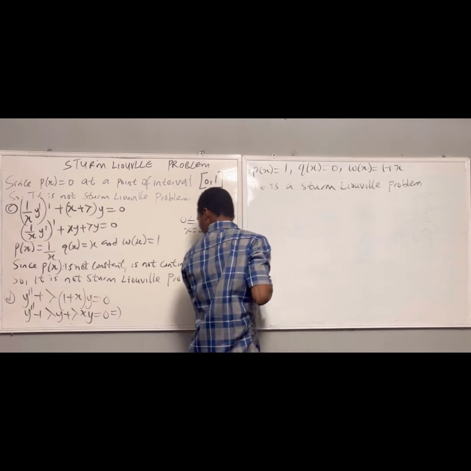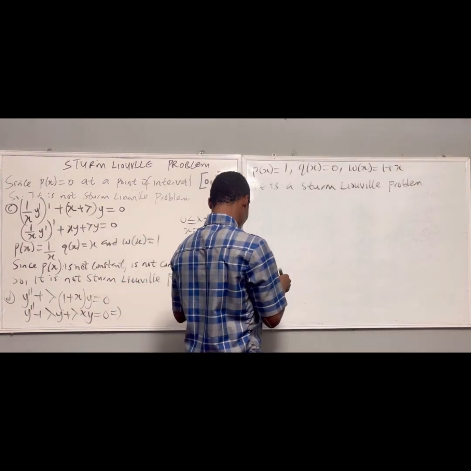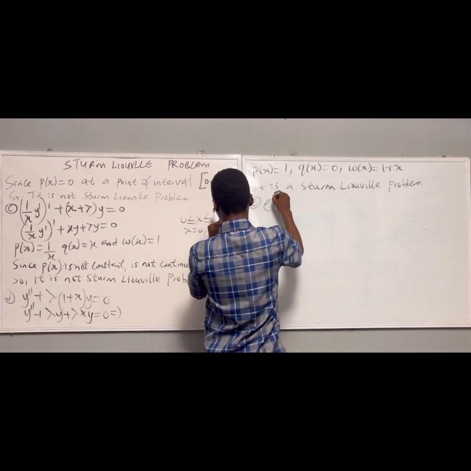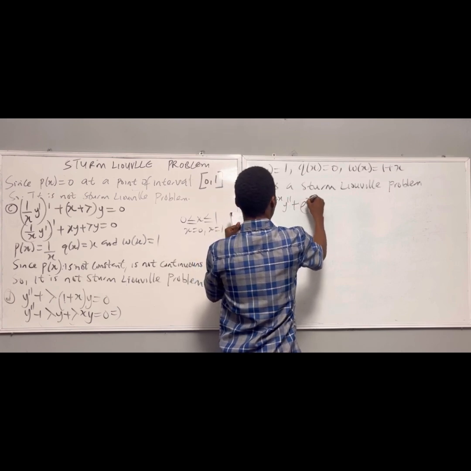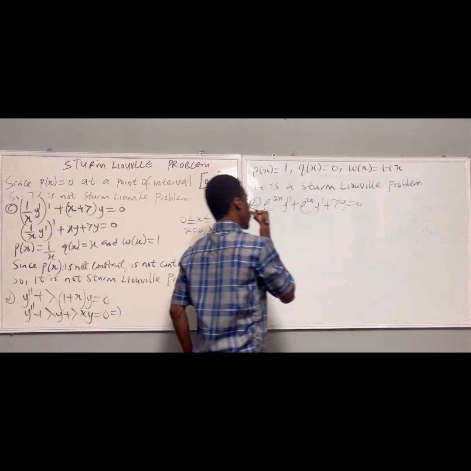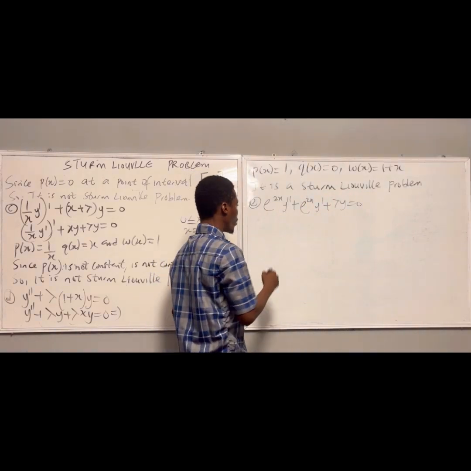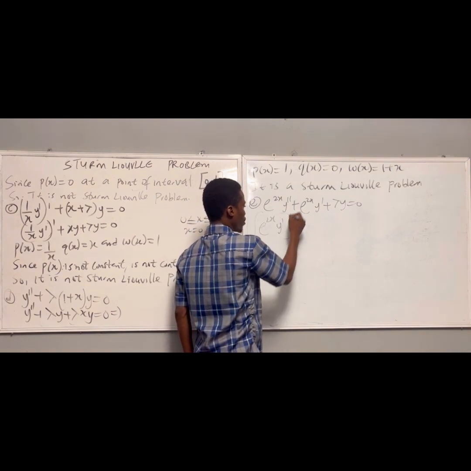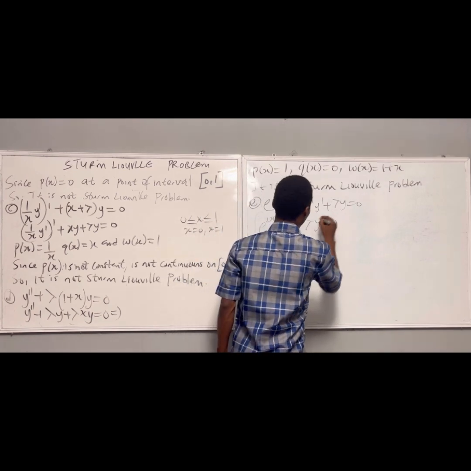So let us now consider the last example I have: exponential 2x y double prime plus exponential 2x y prime plus lambda y is equal to 0. Let us make this in the form of a Sturm Liouville problem. I'm going to have (exponential 2x y prime) prime outside, plus lambda y is equal to 0.